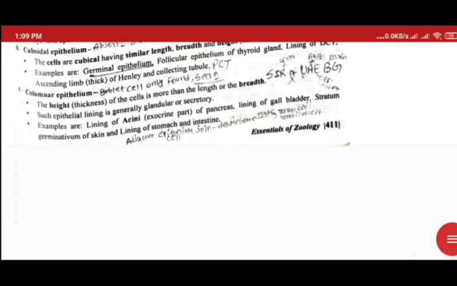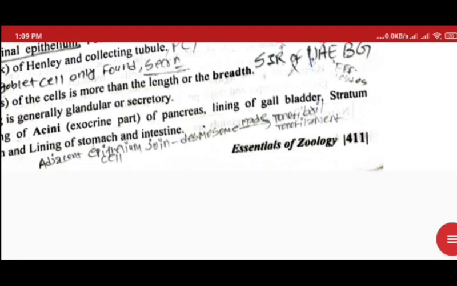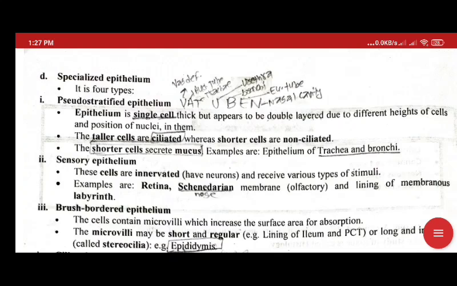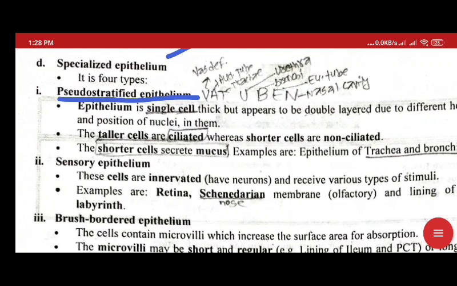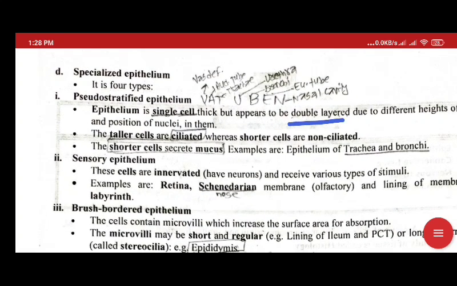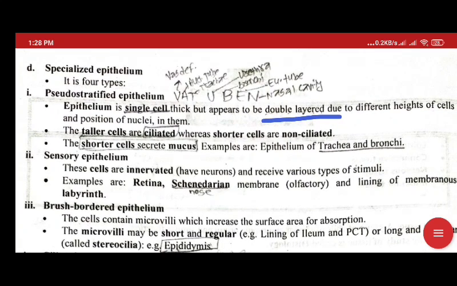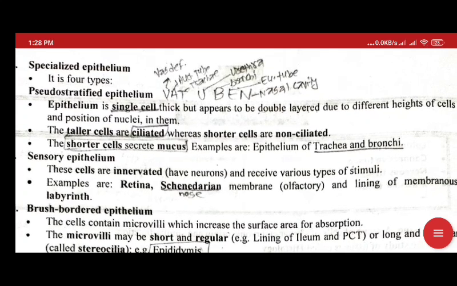So here, what is mentioned? Desmosomes are made of tonofibril and tonofilament. Here, specialized epithelium. In specialized epithelium, we have discussed pseudo-stratified epithelium. In pseudo-stratified epithelium, it appears like different layers of cells on the basement membrane here. But no, there is no such thing happening.